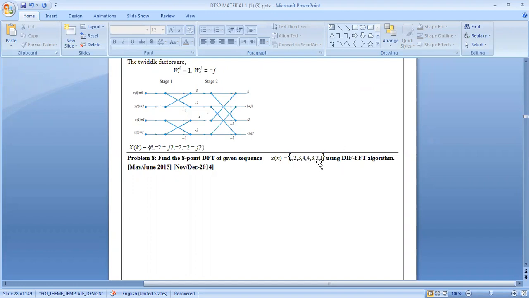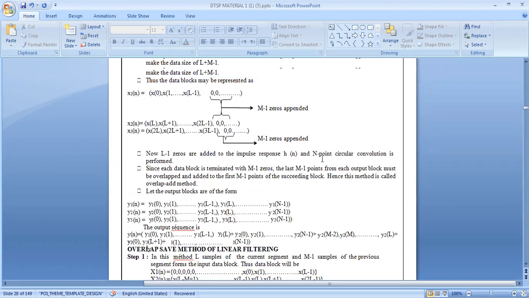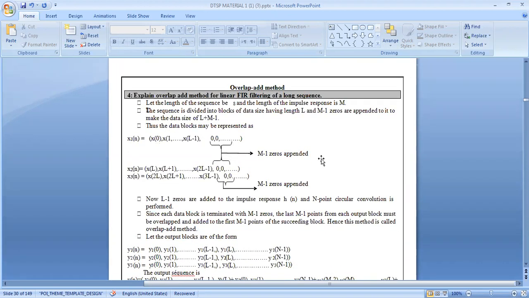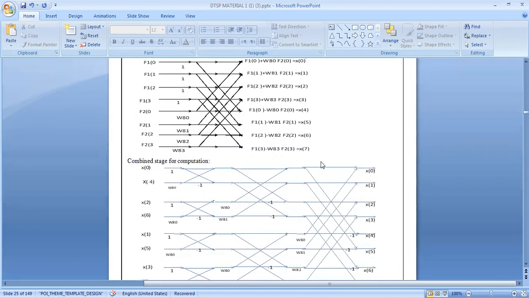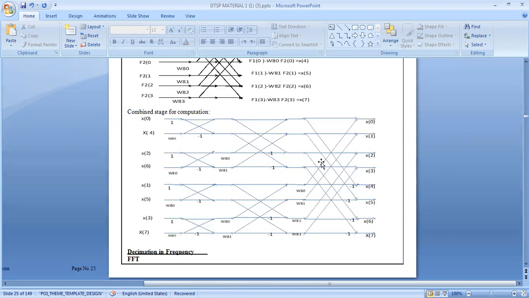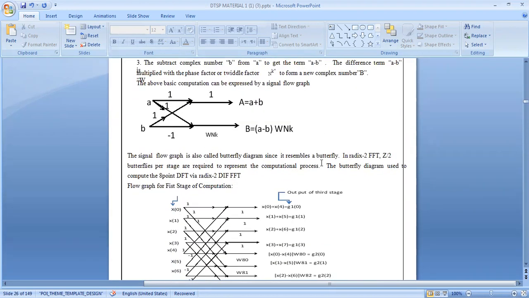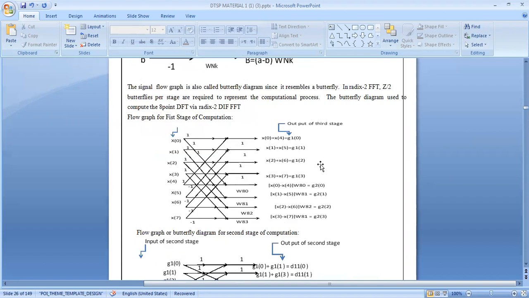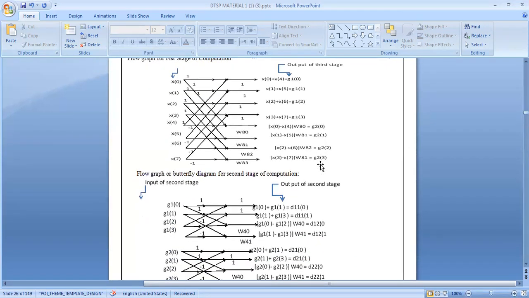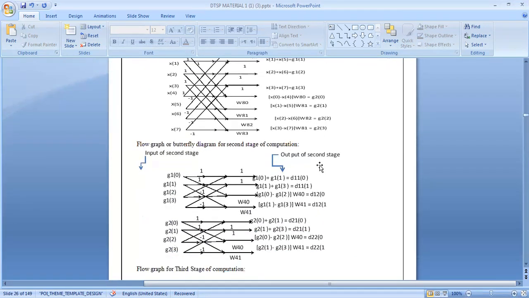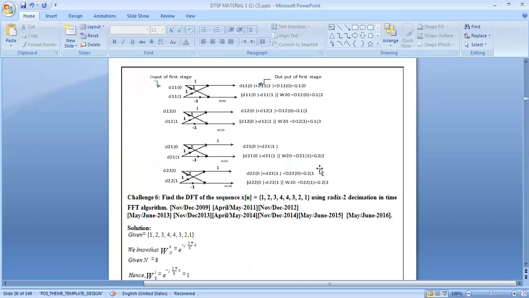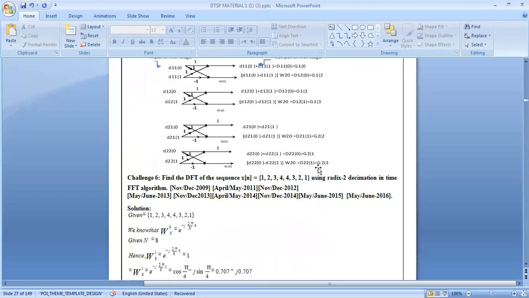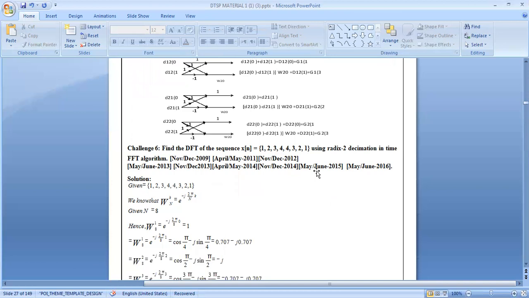Actually we know that in the case of decimation in frequency, we have to compute the 8-point sequence and then the 4-point and then the 2-point sequence. And the second thing, in the butterfly diagram, we will not multiply the phase factor with the second value. We will just make the addition, a plus b, in order to form a complex number a.